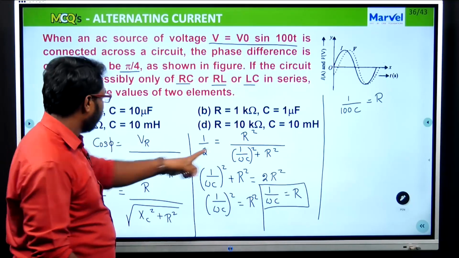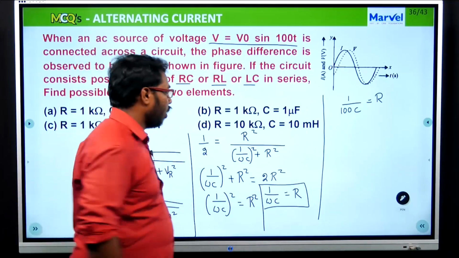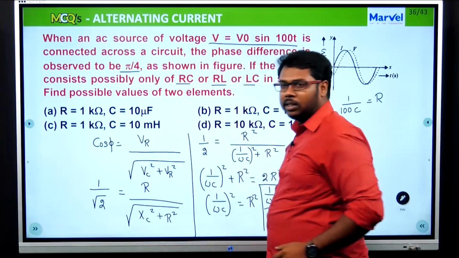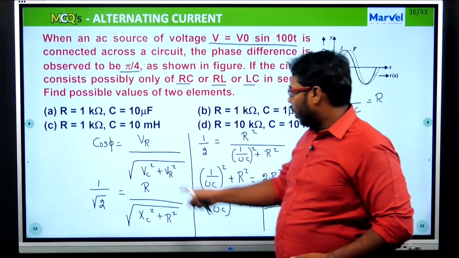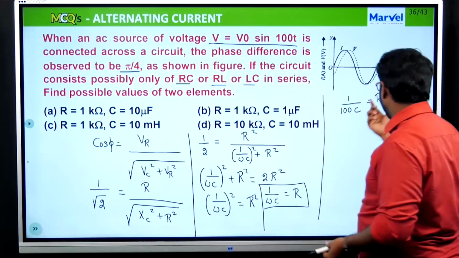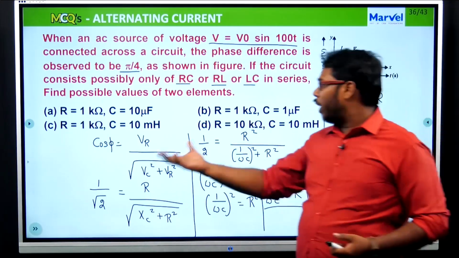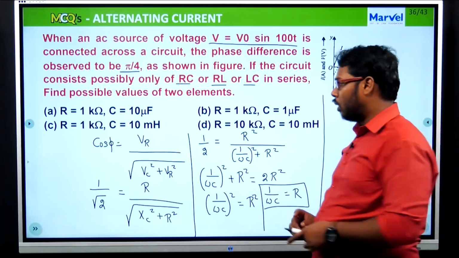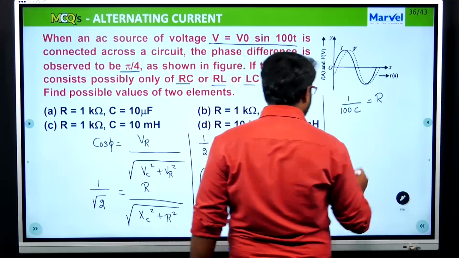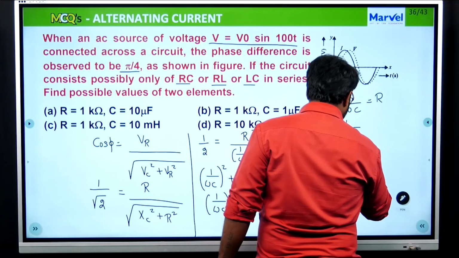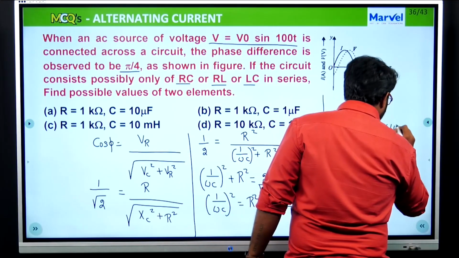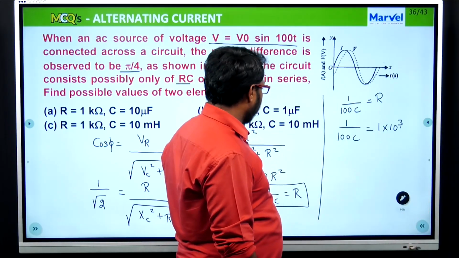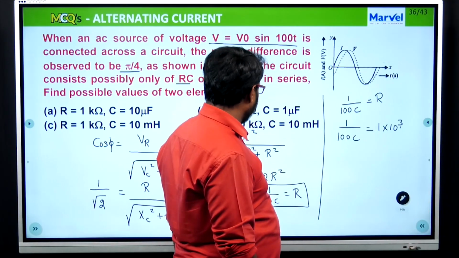Put R is equal to 1 kilo ohms here and see whether you get the respective C value. If you put 1 kilo ohm in here, then you can easily calculate what the C is. Now I am going to try and put 1 kilo ohm here. See what is going to happen. 1 into 10 power plus 3.